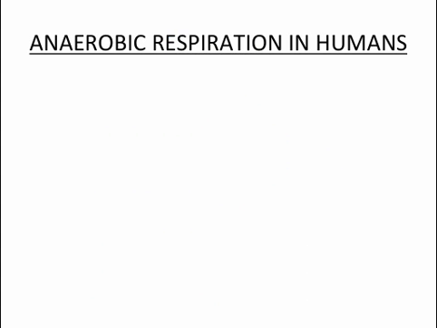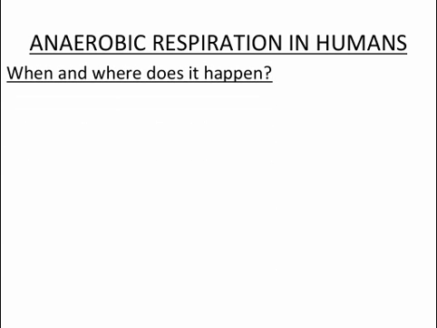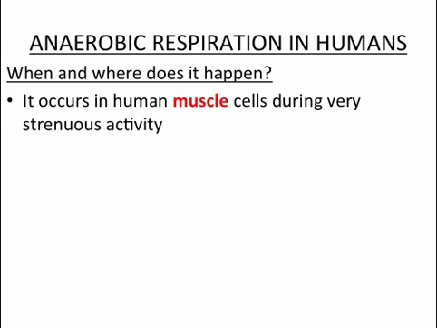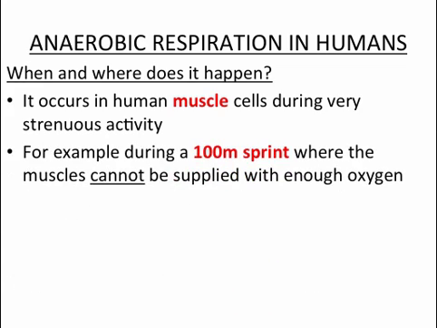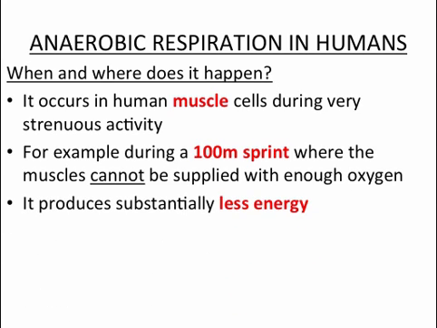Let's look first at anaerobic respiration in humans. When and where does it happen? It occurs in human muscle cells during very strenuous activity, for example, in a 100-meter sprint. The muscles are working so hard here that they cannot be supplied with enough oxygen. Anaerobic respiration will produce substantially less energy than aerobic respiration.